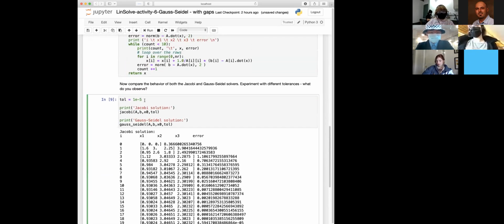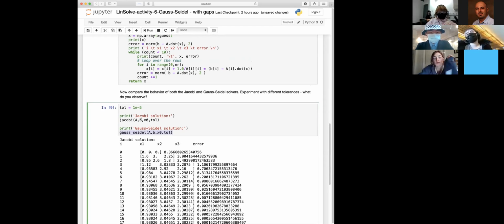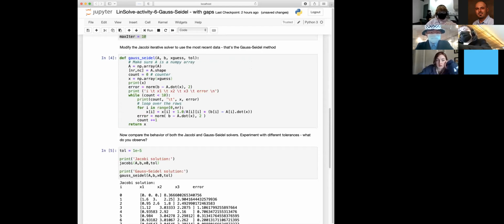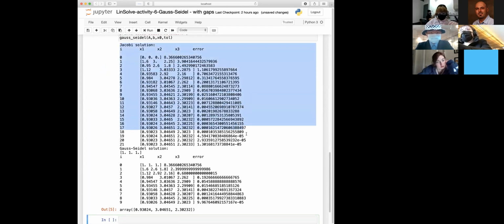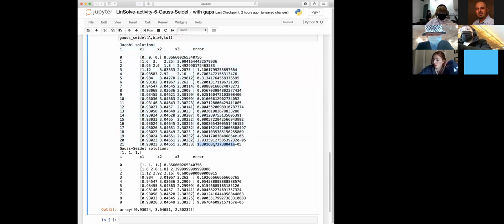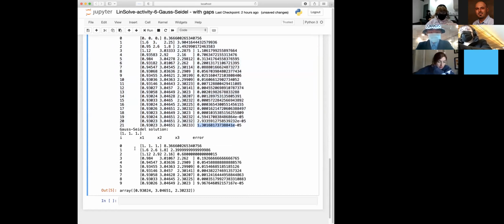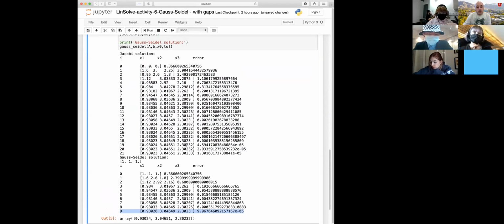I'm choosing a tolerance of 10 to the minus 5. I want the Jacobi solution, I call Jacobi, and I want the Gauss-Seidel solution, I call Gauss-Seidel, okay? So let's run those. For 10 to the minus 5, notice the Jacobi solution took about 21 iterations, okay? And the Gauss-Seidel took about 9 iterations to reach a tolerance of 10 to the minus 5, okay? This is pretty amazing. This is pretty awesome.